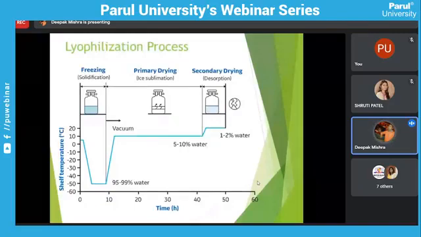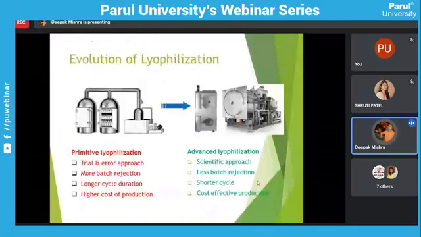So next is the evolution of lyophilization: primitive lyophilization and advanced lyophilization. Primitively, we used a trial and error approach, with more batch rejection because we have so many trials, longer cycle duration, and higher cost of production, because lyophilization is very costly from the production point of view. So our cost also increases, and from the academic point of view, the timeline is also increased.